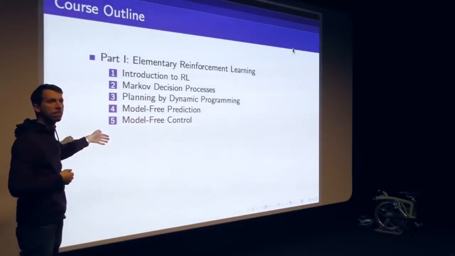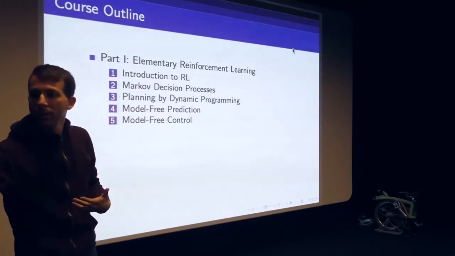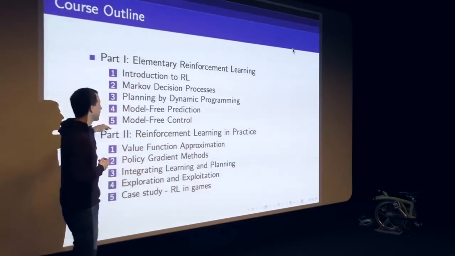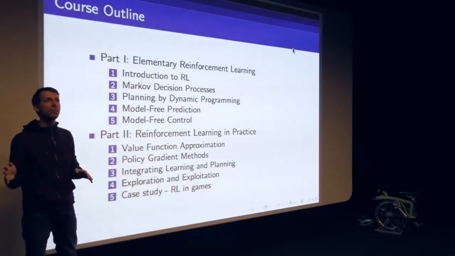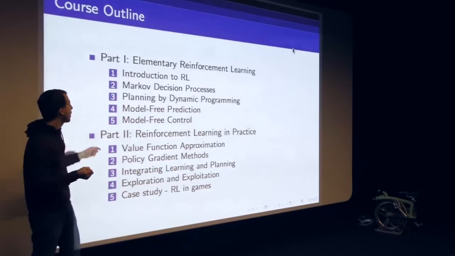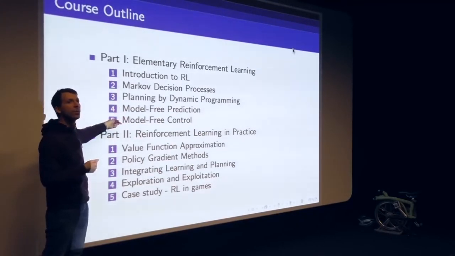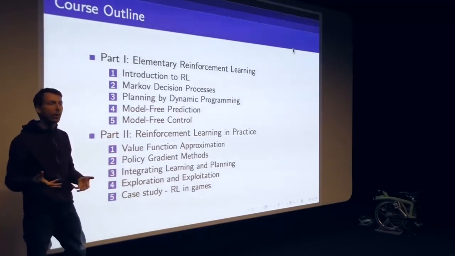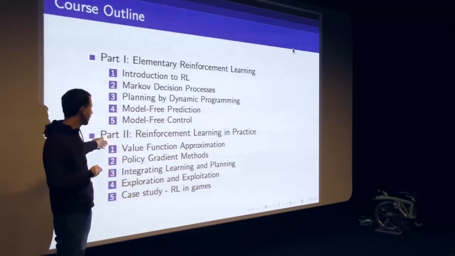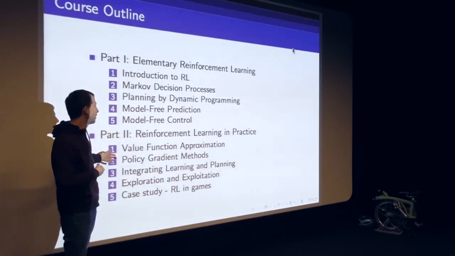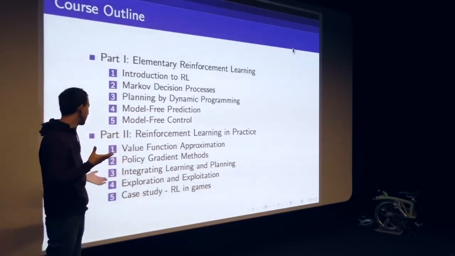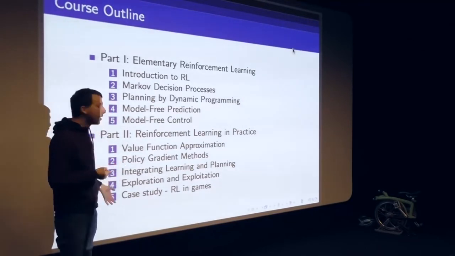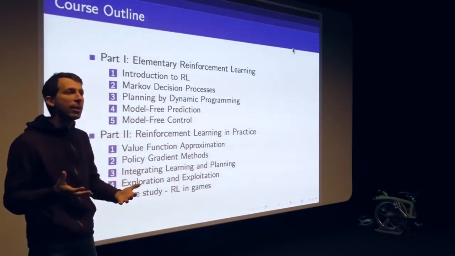In the second part of the course, we'll look at how to scale up and really apply these ideas. At the end of the first part, you won't really be able to go off and solve interesting problems. You shouldn't have that expectation. But all of the ideas we'll learn here do scale up, and in the second part we'll understand how they scale up and apply to more interesting problems by using value function approximation, policy gradient methods, integrating learning and planning using more sophisticated approaches, and solving the exploration-exploitation problem. That's where things will become interesting.